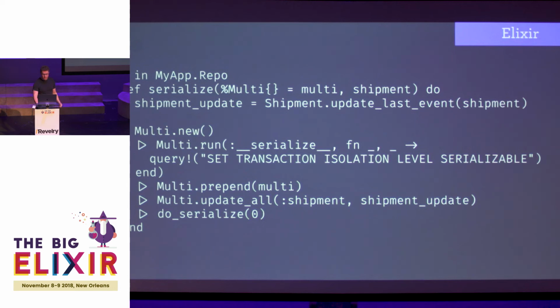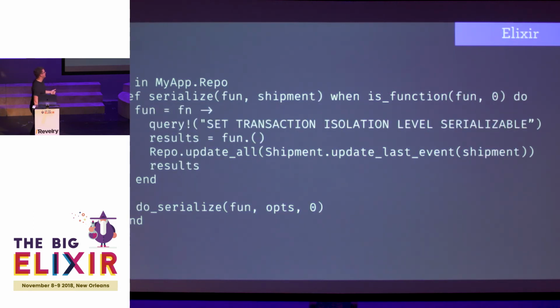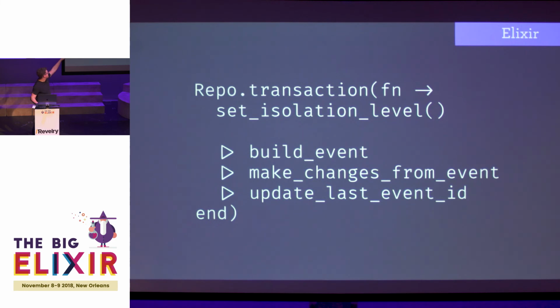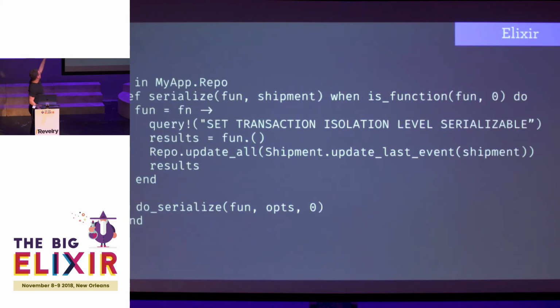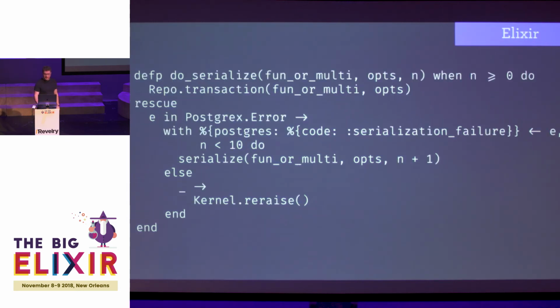This is a two-clause function, one for handling multis, one for handling the function style. And it's the same thing, right? We're going to wrap. We get this function, which would be the equivalent of this guy, right? So that's our first argument here. And we call that there on the fourth line down. But before it, we set the transaction level. After it, we update the shipment, and then we return the results. The do serialize will handle retries. So we try to run the transaction, and if it fails with a specific kind of PostgreSQL error, then we'll retry up to 10 times.